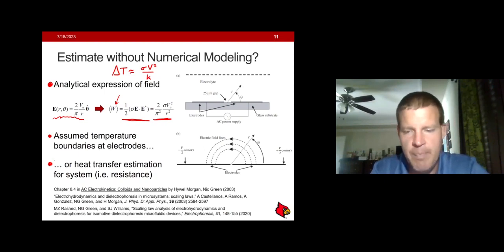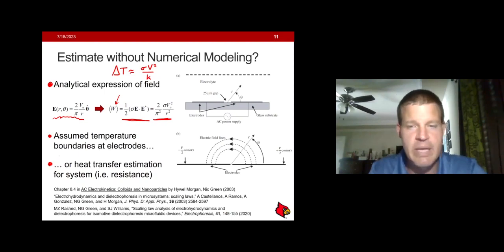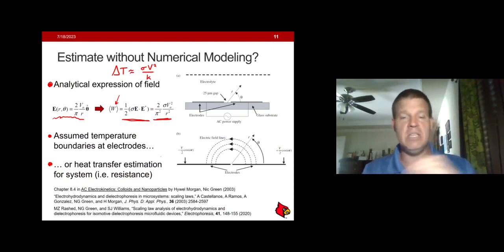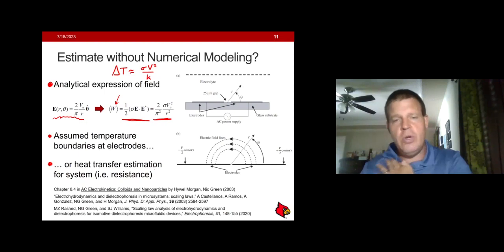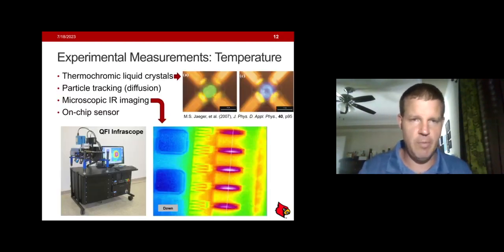In a publication a few years back, we looked at the thermal resistance of our system, whether it be made of PDMS or silicon or whatever it may be, and we used that as our heat transfer estimation instead of a temperature, say, at the electrodes or something like that. But the details of these estimations, like I said, can be found in these articles. But if I were to do it, I would do numerical modeling for electrothermal fluid flow.